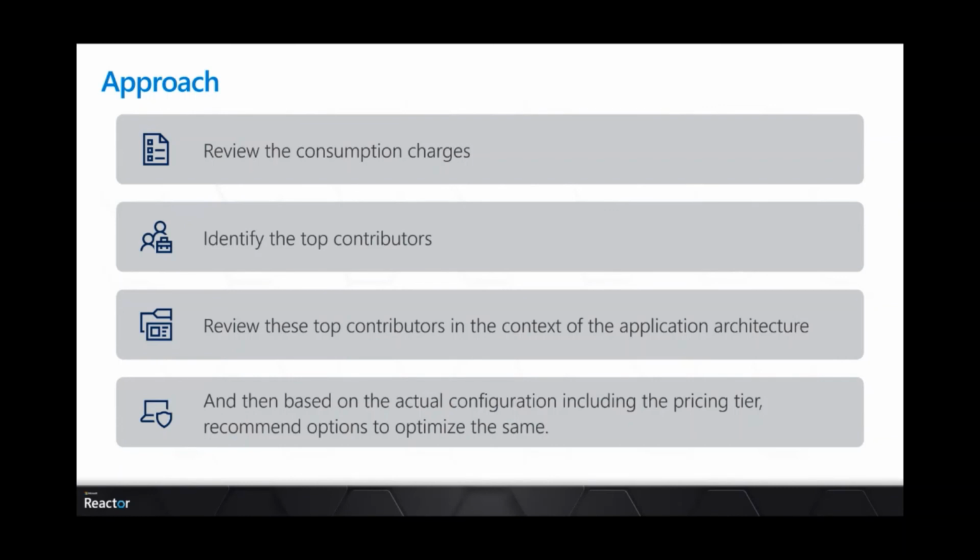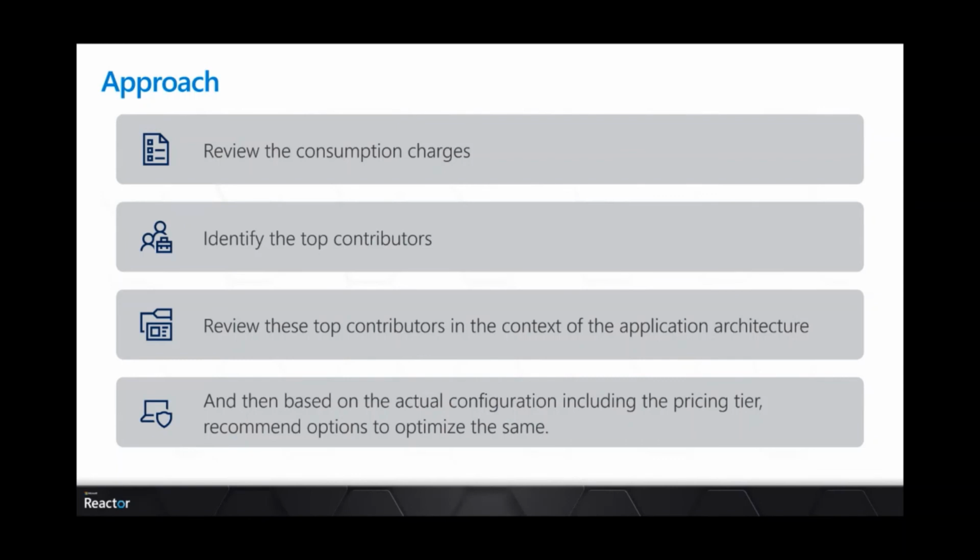I typically review consumption charges, let's say for last month or a month before that, to see what the consumption charges look like. And once you have this, I try to identify the top contributors. I really don't want to spend time working on things that are not even adding 5% to the overall cost. But if there are top contributors, I tend to initially focus my efforts on those things where I can evaluate and bring in a significant change.